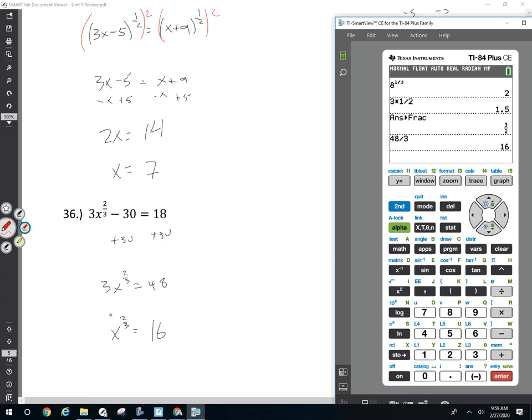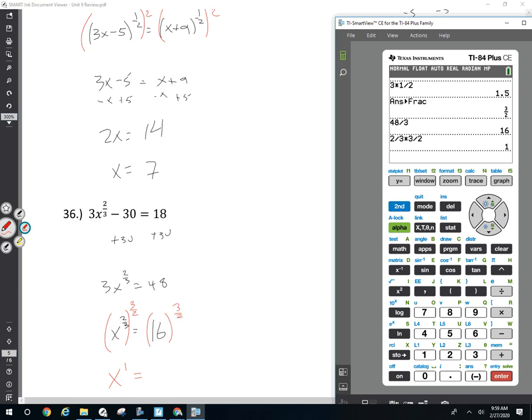Well, to undo this 2/3, so it's just x to the first power, we will take both sides to the reciprocal power, because 2/3 times the reciprocal, 3/2, is just 1. Okay? Just flip a fraction or flip a number like 6. Its reciprocal is 1/6. 1/2, its reciprocal is 2. 1/3, its reciprocal is 3. Because this gone, just x to the first.